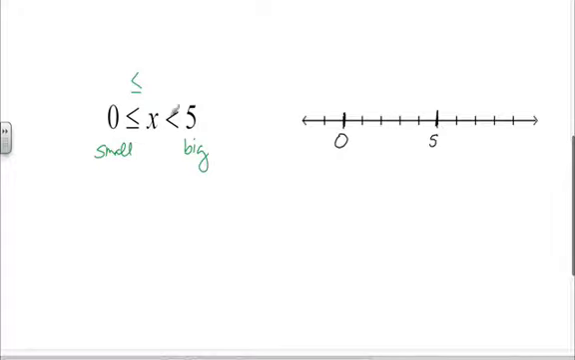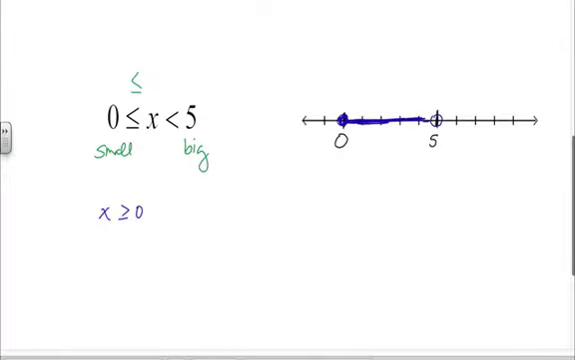And so in this case, I have 0 is less than or equal to x. That's like saying x is greater than or equal to 0. So that would be a closed circle here at 0, and we have x is less than 5, so that would be an open circle here at 5. And I'm just going to shade everything in between.